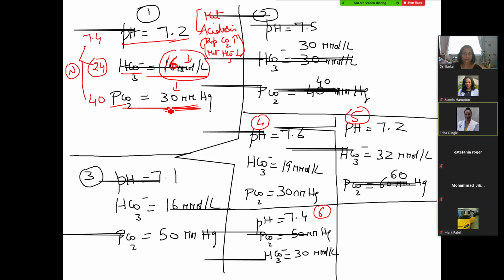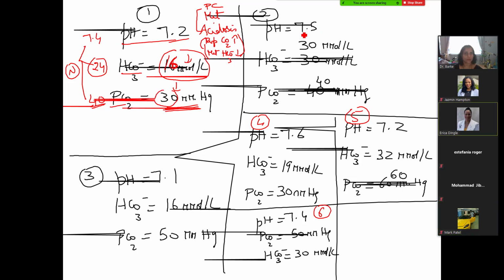Has the CO2 value changed from 40? Yes. CO2 is 30. So has the CO2 changed? Yes. But has the pH come back? No. So what will you call it as? Partial. Partially compensated, yes. Acute means it has to be on this 40. It's not 40. That means it has started to change. Correct?